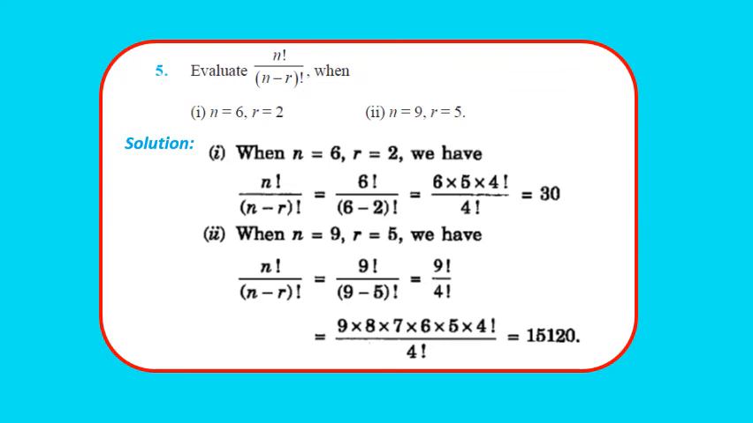So factorial n upon factorial n minus r will be equal to factorial 9 upon factorial 9 minus 5, so factorial 9 upon factorial 4. Now using the same property, factorial 9 can be written as 9 into 8 into 7 into 6 into 5 into factorial 4, upon factorial 4. So factorial 4 is cancelled. We get 15120. Therefore the value of factorial n upon factorial n minus r is equal to 15120 when n equals 9 and r equals 5. Clear? So pause and note down the solution.